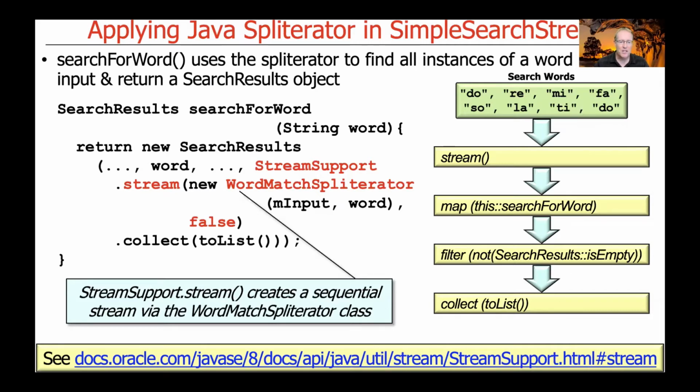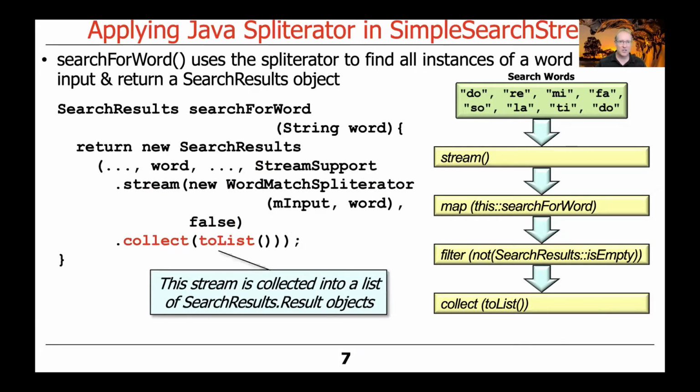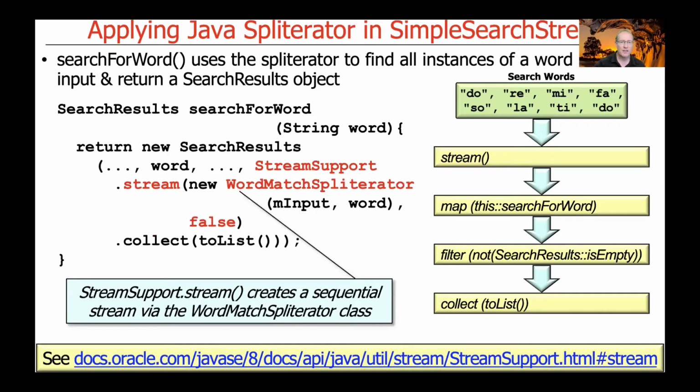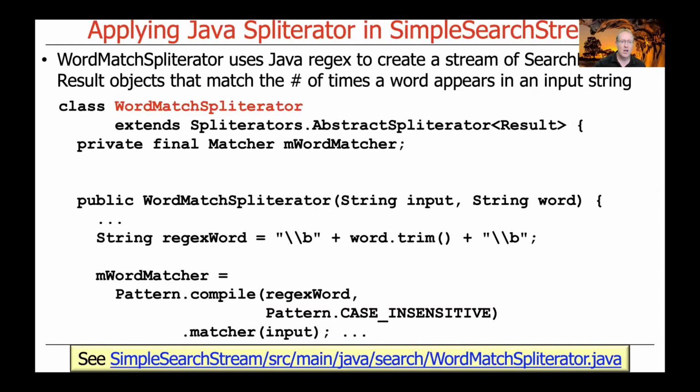So what we get back from this is going to be a sequential stream of Result objects that keep track of where the matches occur. And then we're going to go ahead and collect that into a list. And when we collect it into a list, we'll end up with a list of these results, if there are any. In our case, there will be, because we're looking up the words in the lyrics to the song where the words appear. But more generally, you could be looking things up that wouldn't have a match, in which case you'd have an empty list. So that's essentially how the Spliterator gets used, and you can see how we use it in conjunction with the StreamSupport.stream factory method. All right, so let's go ahead and take a look at the WordMatchSpliterator class itself.